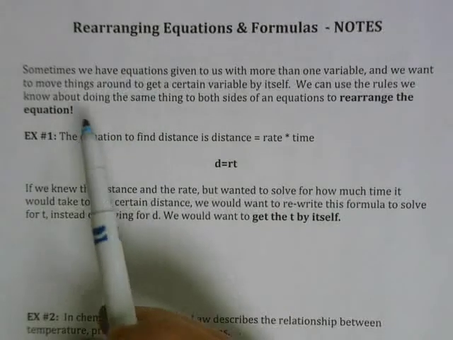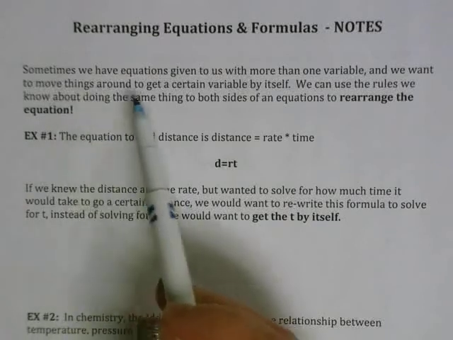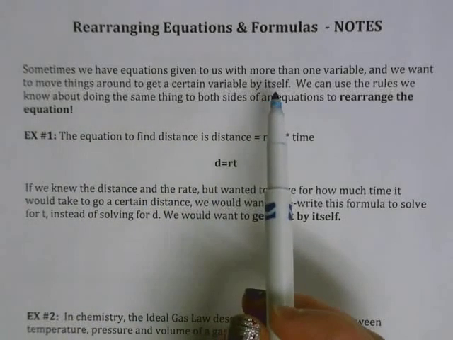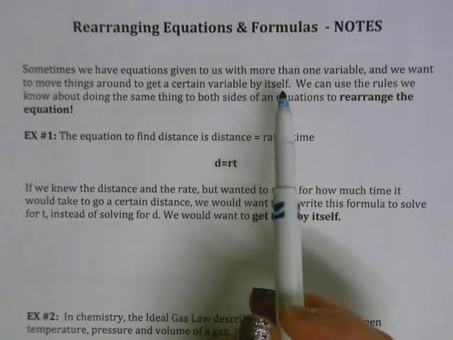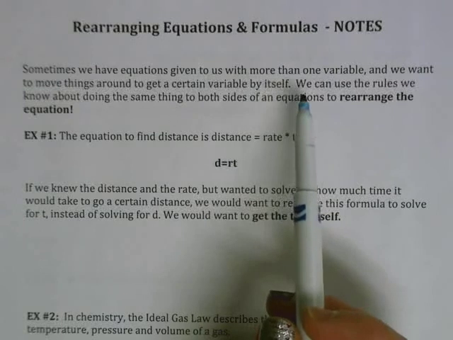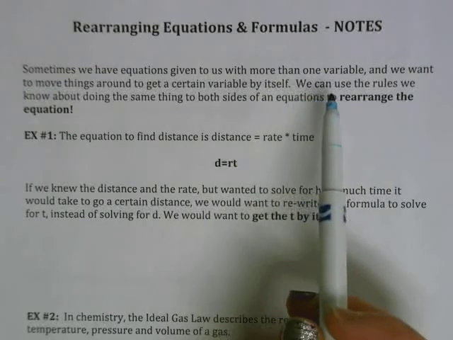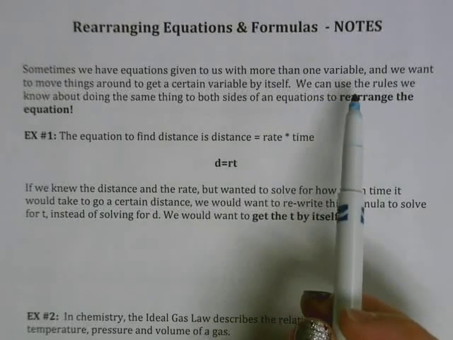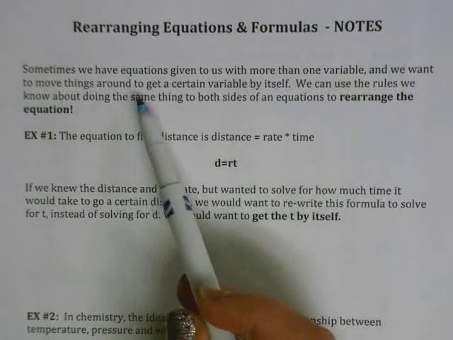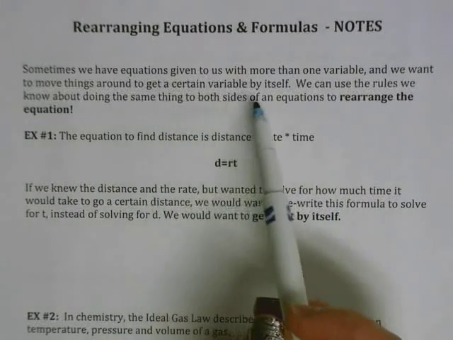So here's our intro. Sometimes we have equations given to us with more than one variable. Now, in the past, we've been looking at just one variable or maybe variables on both sides of an equation, but it's always just been an x or a c or a t. Well, now we're going to look at equations that have more than one variable. And sometimes the way they give it to us isn't the way we want to see it. Sometimes we want to move things around to get a certain variable by itself.